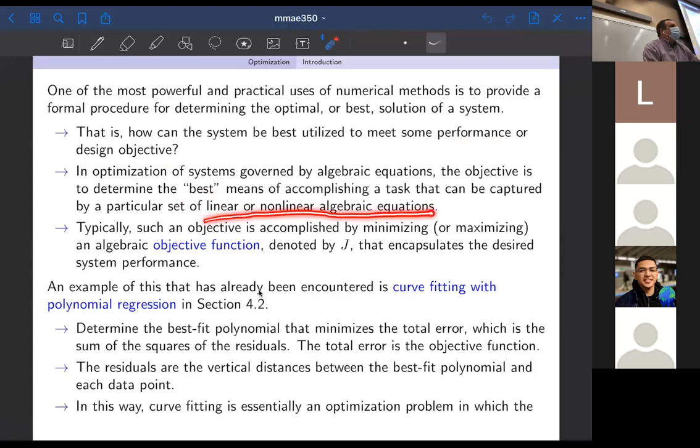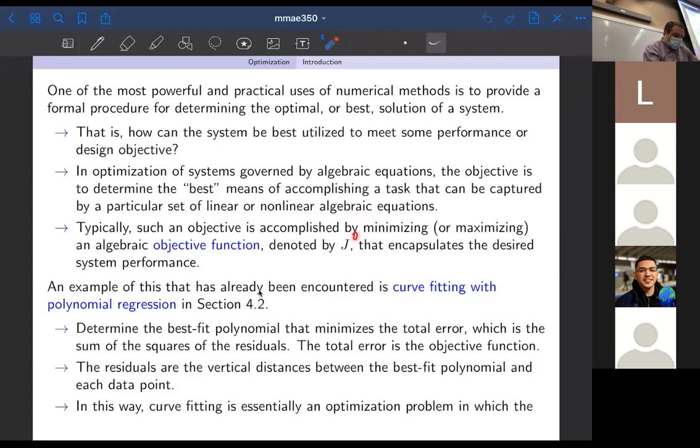Sorry, not the task, but the system. So the behavior of the system itself is going to be in terms of some sort of algebraic equations, whether linear or nonlinear. So that's going to be like the system model. But then in addition to that, we're going to have something that quantifies the performance. And that'll be our objective function.